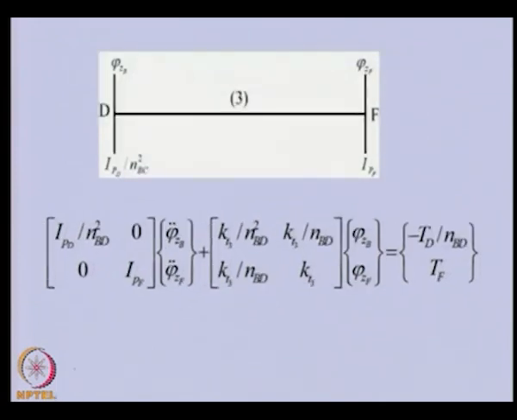Similarly, we can develop the elemental equation for the third branch, that is, element 3. Here we should have angular displacement phi z d, but we have replaced that by phi z b, the gear which is driving this. So, we need to use the gear ratio B to D here in the inertia term, and also in the stiffness term, they will also be negative here. You can see the torque also we need to divide by the gear ratio.